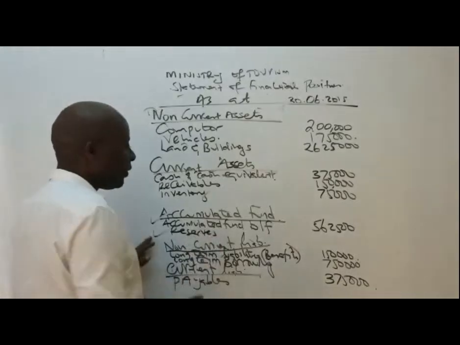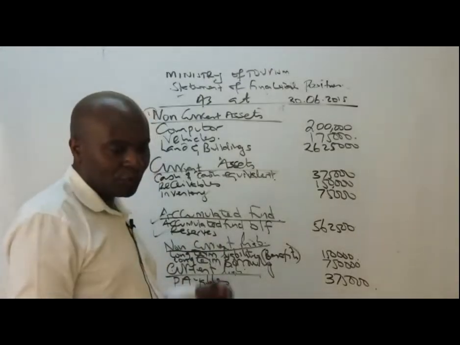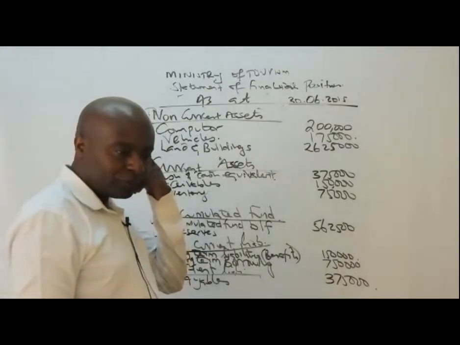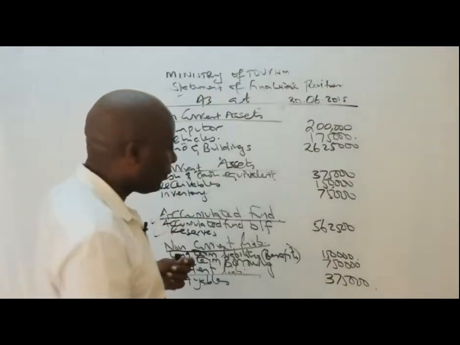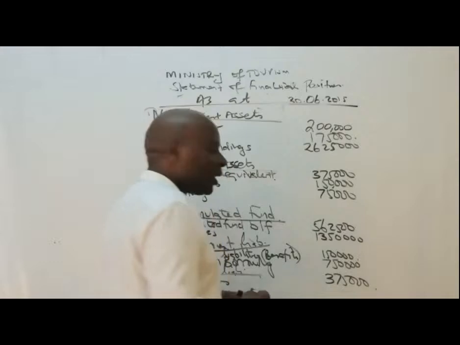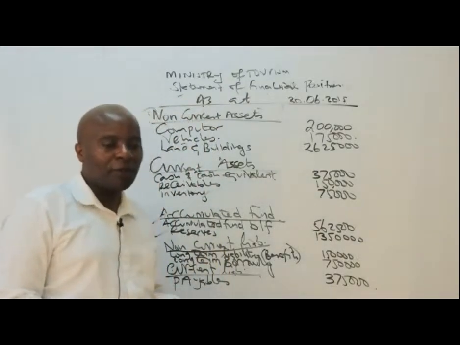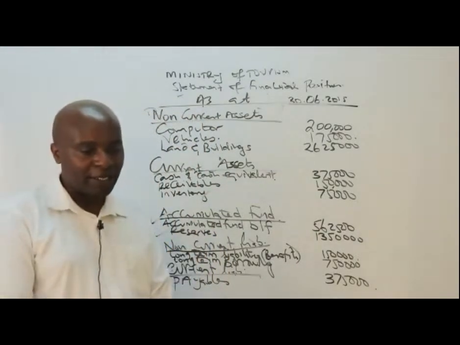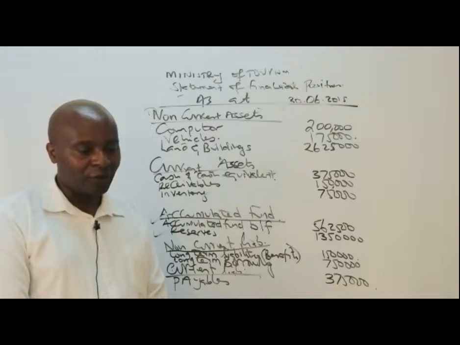Reserves over how much? 1,350,000. Is there any other thing that you guys feel that you have left out, which will be very important here? Any other thing that you feel we have left out, but yet very important here?